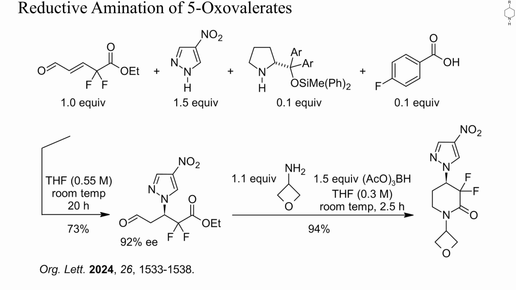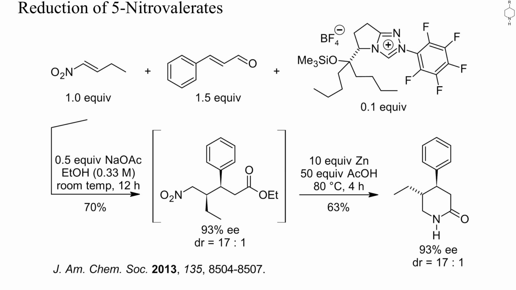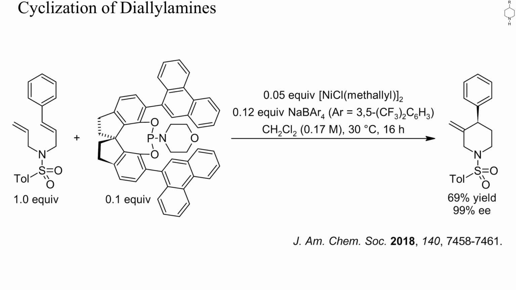With the same catalyst, a nitropyrrole was added with high enantioselectivity to an unsaturated aldehyde. Reductive amination then yielded the expected piperidinone. Here the polarity of cinnamic aldehyde was reversed with a chiral heterocyclic carbene, just like I showed you on an earlier slide. Conjugate addition to a nitroethylene yielded an intermediate 5-nitropentanoic ethyl ester, which was reduced to the piperidinone with zinc in acetic acid.